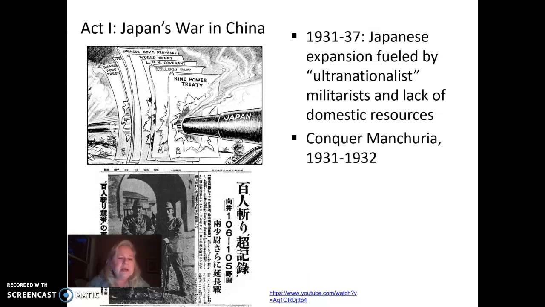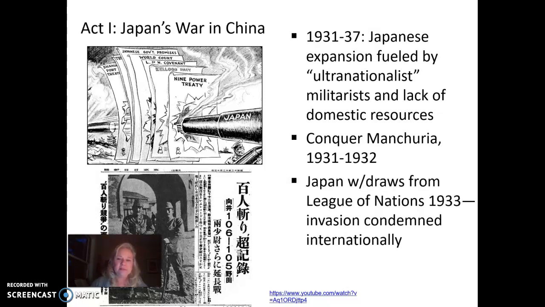We talked about the Mukden incident in the last chapter, and that was where they blew up part of the railway that they claimed that the Chinese had actually blown up, but they had done it themselves to stage a reason for them to attack Manchuria. And they did indeed conquer Manchuria in 1931 to 1932 and created the puppet state of Manchukuo. I also mentioned previously that Japan does withdraw from the League of Nations in 1933. The invasion was condemned internationally, but as I mentioned before, the League of Nations really had no enforcement authority.